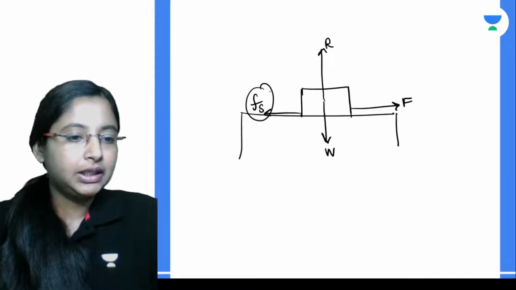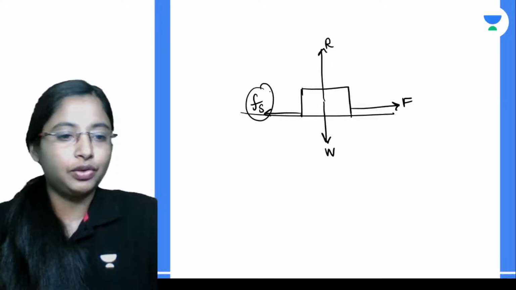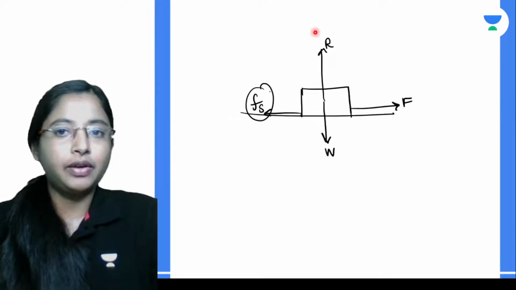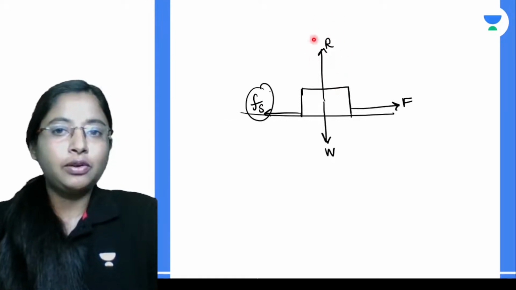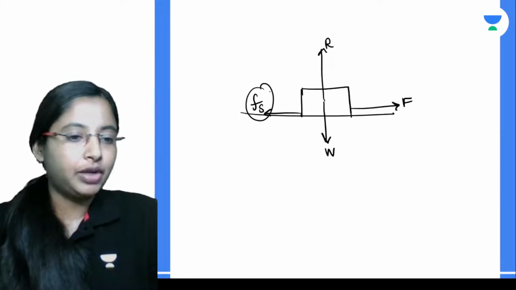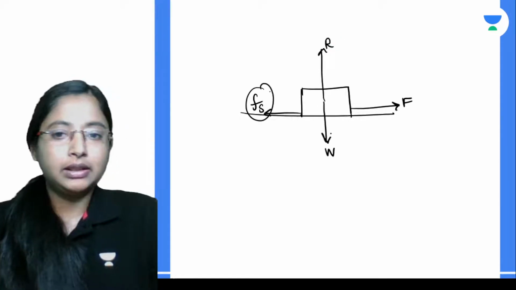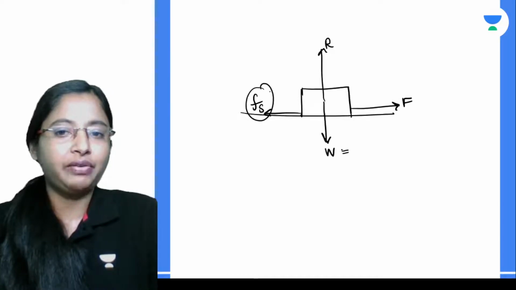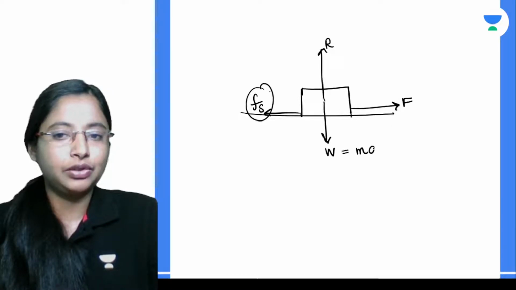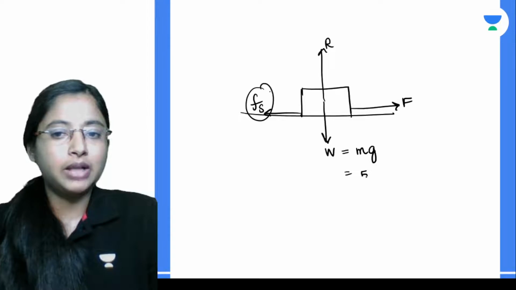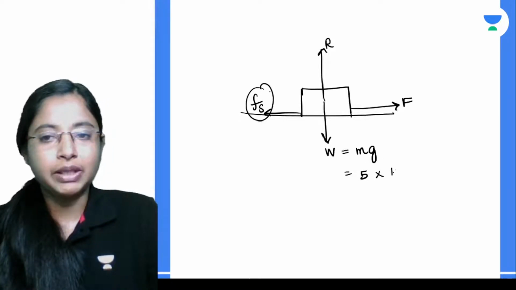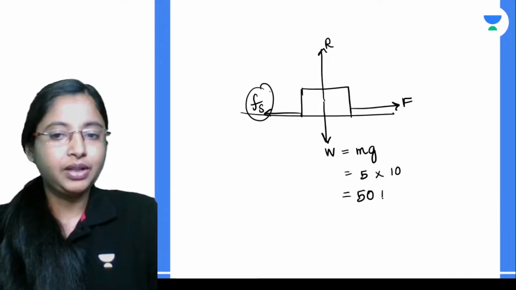So if you look at this static friction, it depends on this reaction force. As long as the reaction force doesn't vary, for example, let's take the mass of this block to be 5 kg. Weight is nothing but mass into gravity. Let's say acceleration due to gravity we will take as 10 meters per second squared. So the weight of the object right now is 50 Newton.